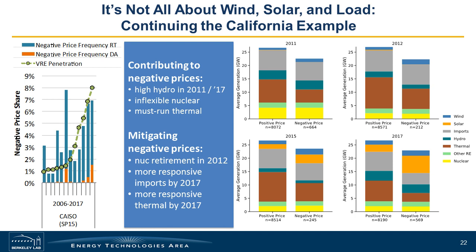So if you look in 2017, the thermal plants during negative price times are generating at a far lower level during negative prices than they were during positive price hours. And imports in 2017, again, are much more responsive to negative prices than they were in 2011. And so to some degree, the thermal plants and the imports have helped to mitigate the negative prices that might otherwise have been expected from the growth in solar.